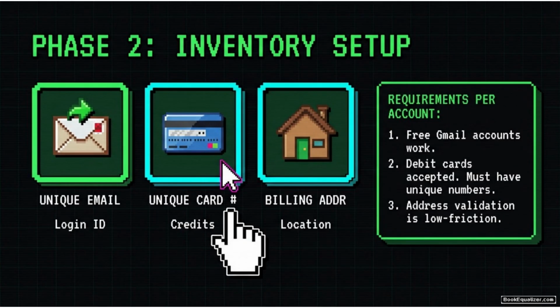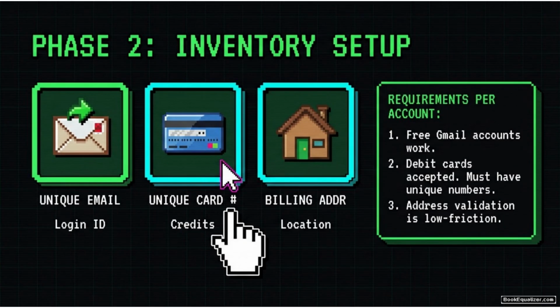Phase 2, inventory setup. Each author account needs 3 things to function. First, a unique email address. This is your login ID. The good news, free Gmail accounts work perfectly. Create a new Gmail for each pen name. Keep them organized with a naming convention.